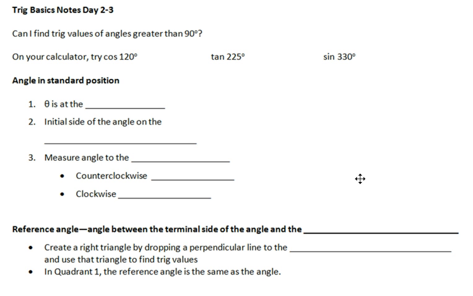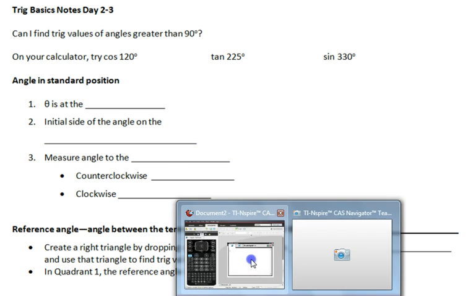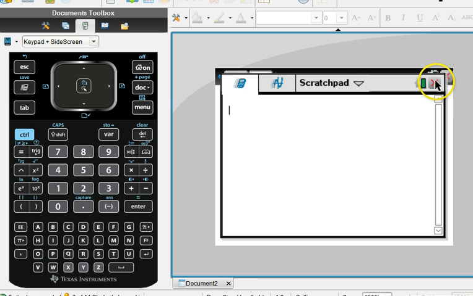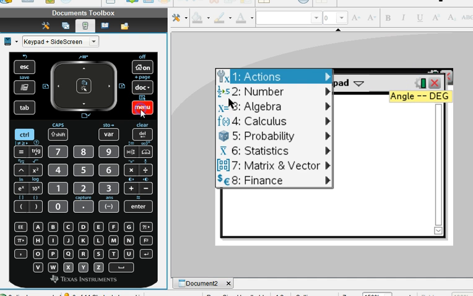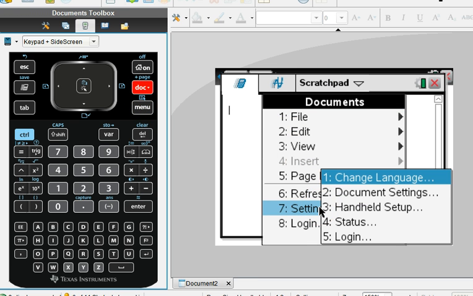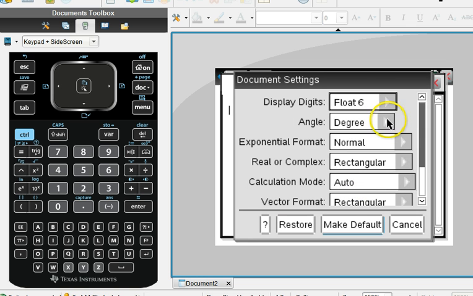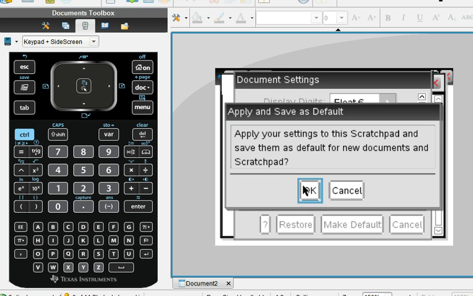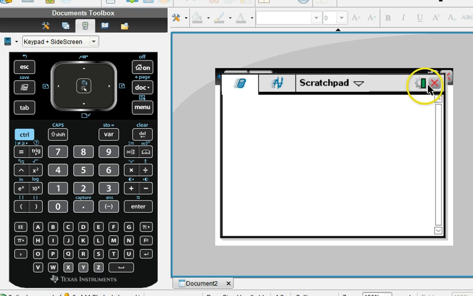Probably you're thinking yes, or I wouldn't ask the question. But let's go on the calculator and try these three angles: cosine of 120, tangent of 225, and sine of 330. On your calculator, if you hover your cursor over the battery symbol, you'll see if your angle is in degrees or in radians. If it's not in degrees, go to the dock, settings and status, then document settings, change your angle from radians to degrees, and push make default. It will ask, are you sure you want to do this?